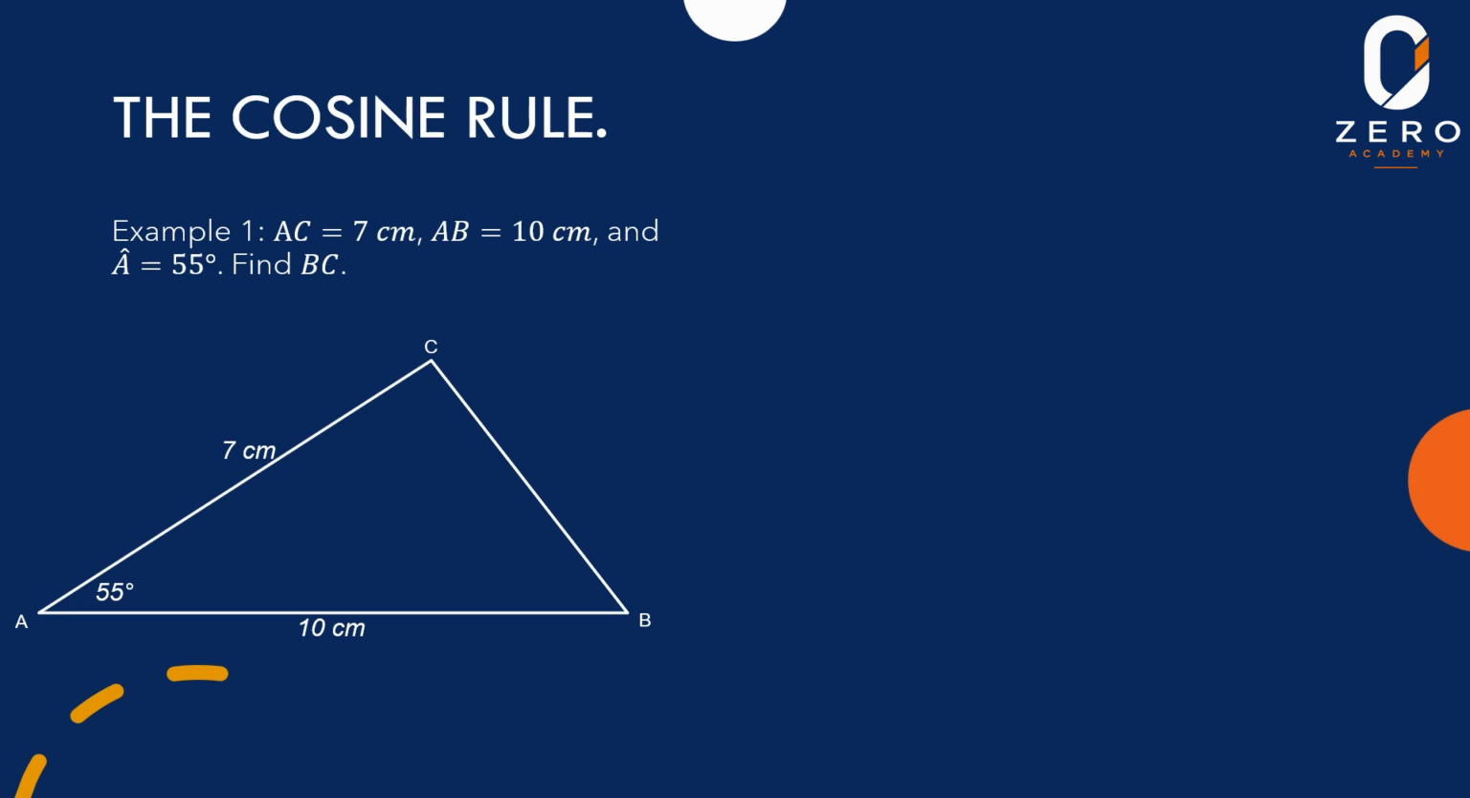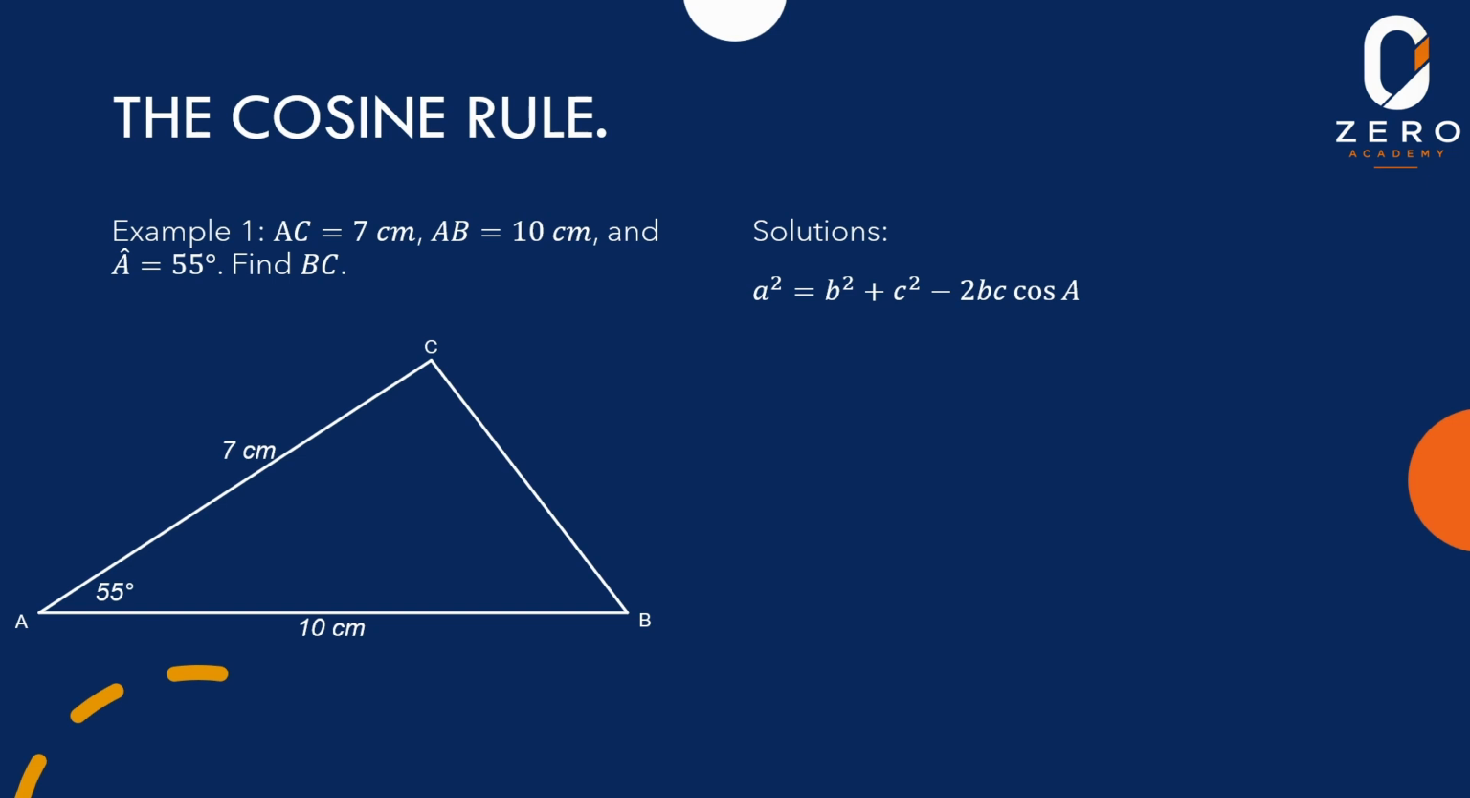Example 1. AC is equal to 7 centimeters. AB is equal to 10 centimeters. And angle A is equal to 55 degrees. Find the length of side BC. Again, I'm going to go on and write my formula for the cosine rule. A squared is equal to b squared plus c squared minus 2bc cos A.